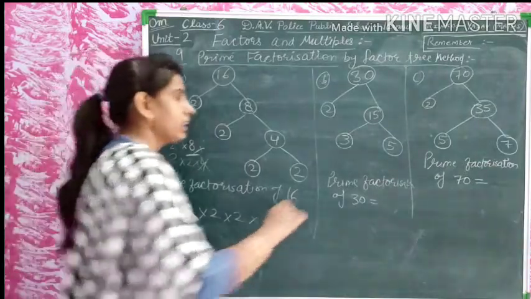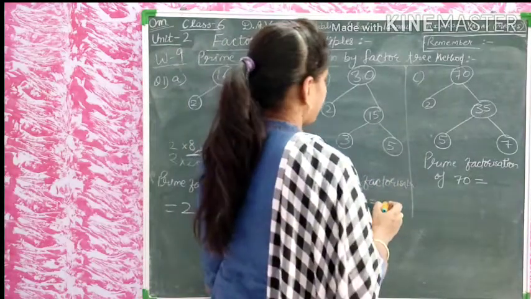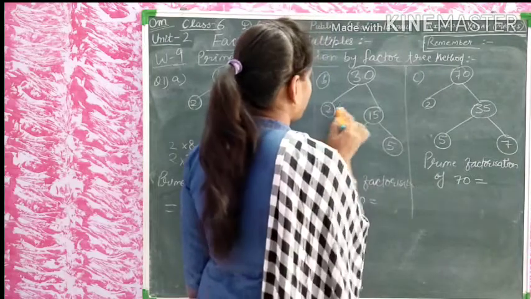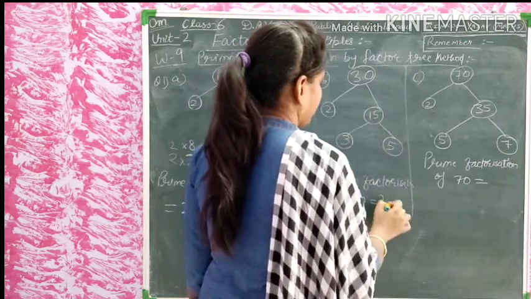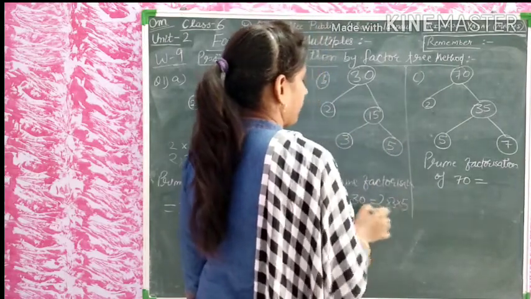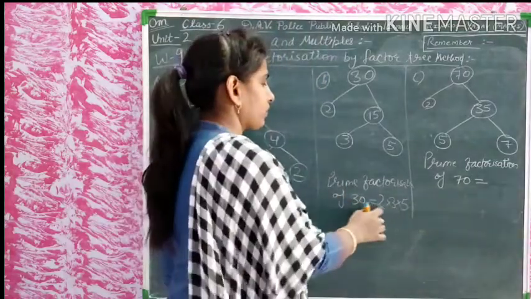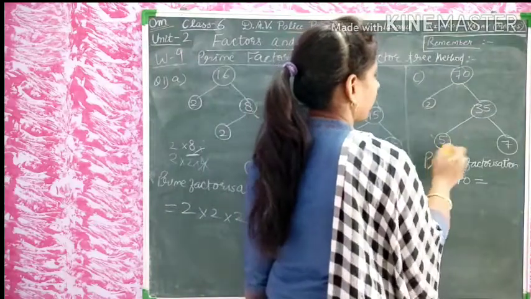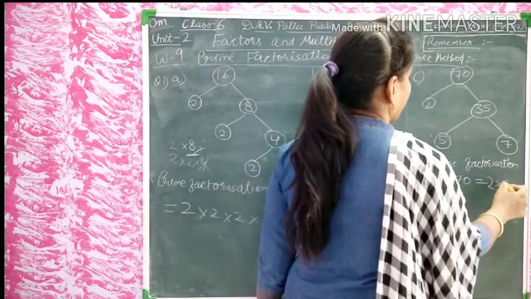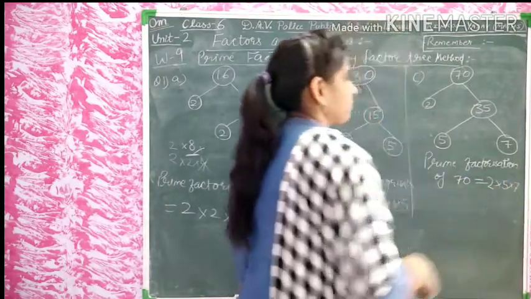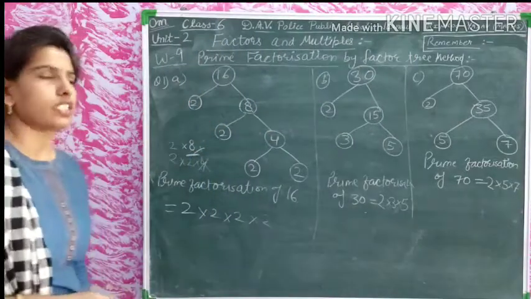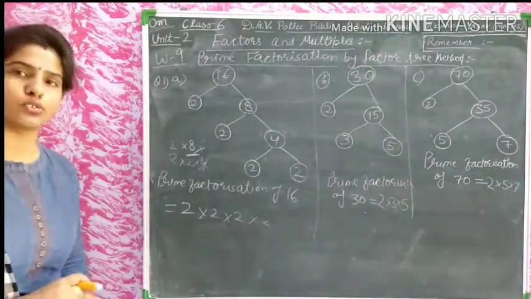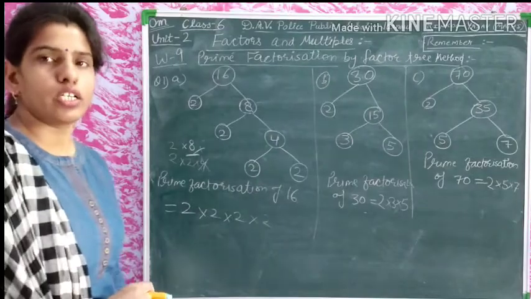Is this clear? Now, prime factorization of 2, 3, 5. 2 into 3 into 5. This is the prime factorization of 30. 5 times 3 is 15, times 2 is 30. Now, there is 70: 2, 5, 7. 2 into 5 into 7. This is the prime factorization of 70. Is this clear, students? Now, we will go to the next question.